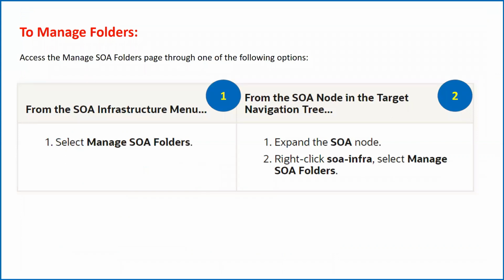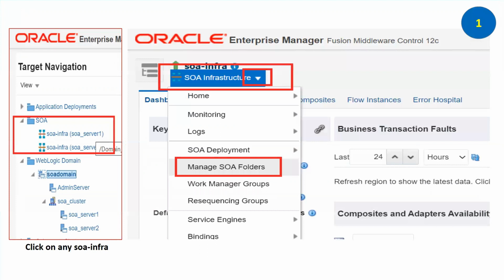And now, to manage folders. When you create a SOA folder, you have the option to manage those folders as well. There are two options for managing your SOA folders. The first is from the SOA infrastructure menu: from the SOA infrastructure menu, you can select manage SOA folders. The second is from the SOA node in the target navigation tree: you can expand the SOA node, right click on the SOA infra, and then select manage SOA folders. So let me show you one by one.